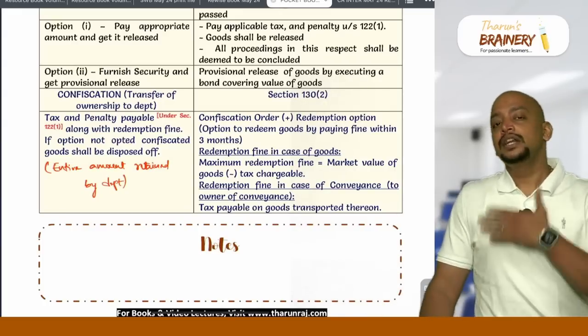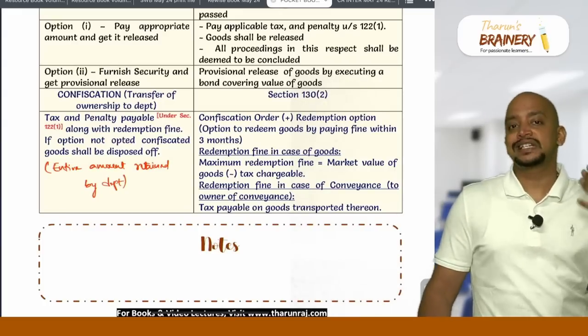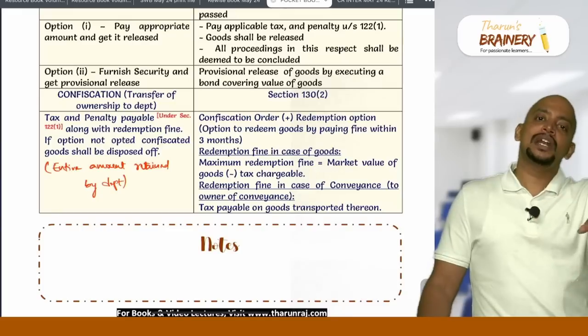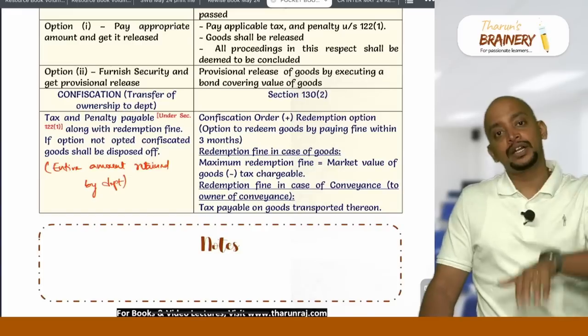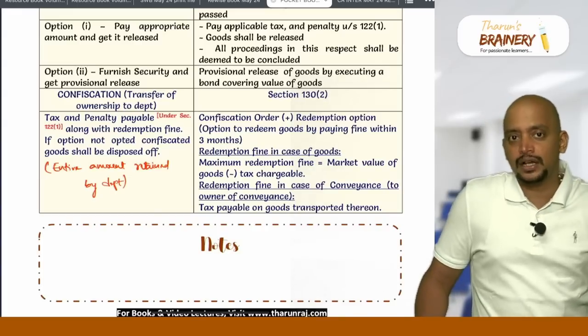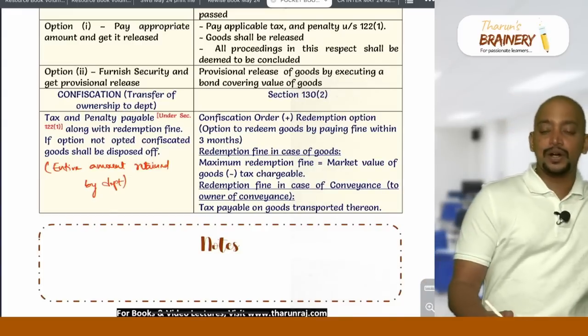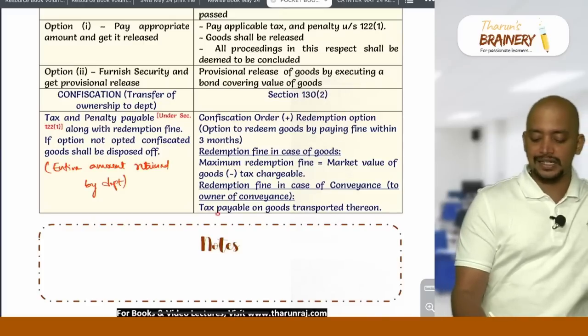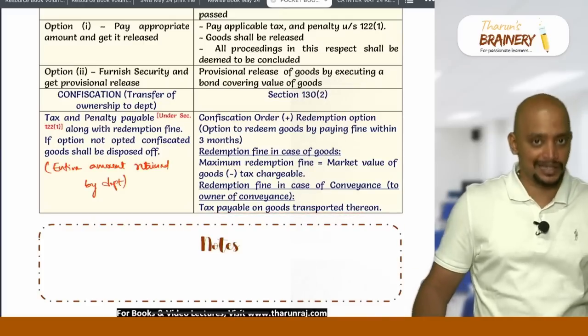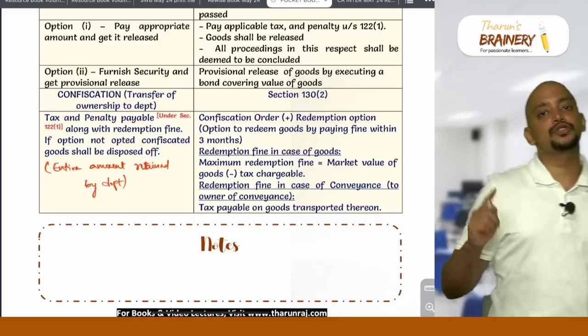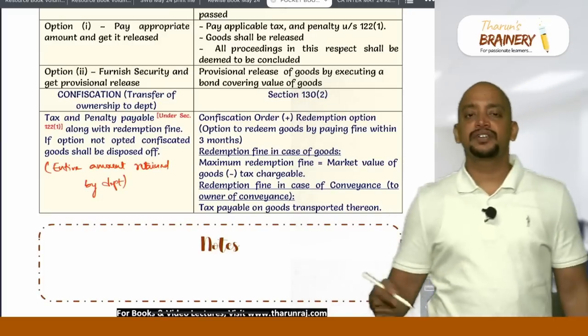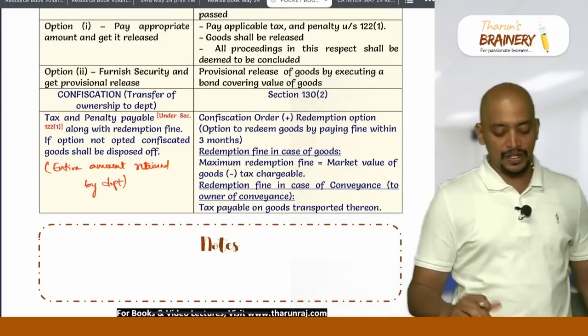Now in this process, even the conveyance which contains the goods loaded in the business premises, say a lorry where the goods are loaded, on that conveyance also the redemption fine is payable. What is the redemption fine for release of the conveyance? Tax payable on the goods transported thereon. So the maximum redemption fine for release of the goods is market value of the goods minus tax payable thereon, whereas for release of conveyance, tax payable thereon will be taken.